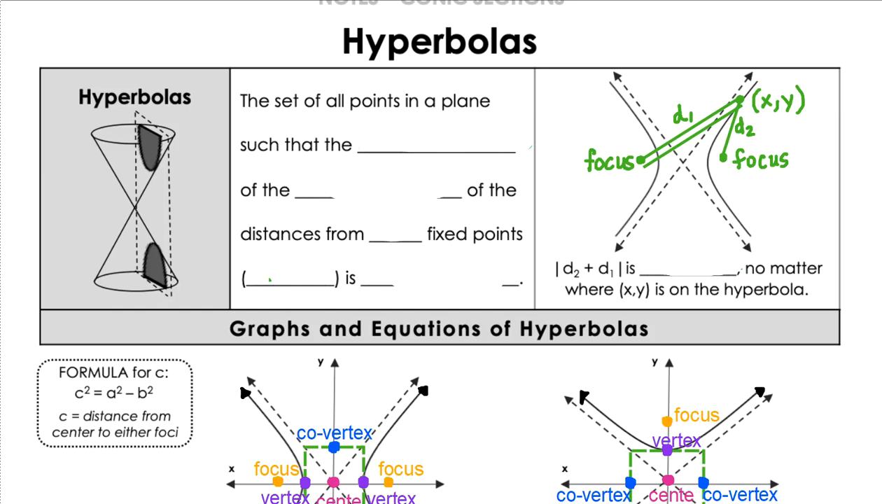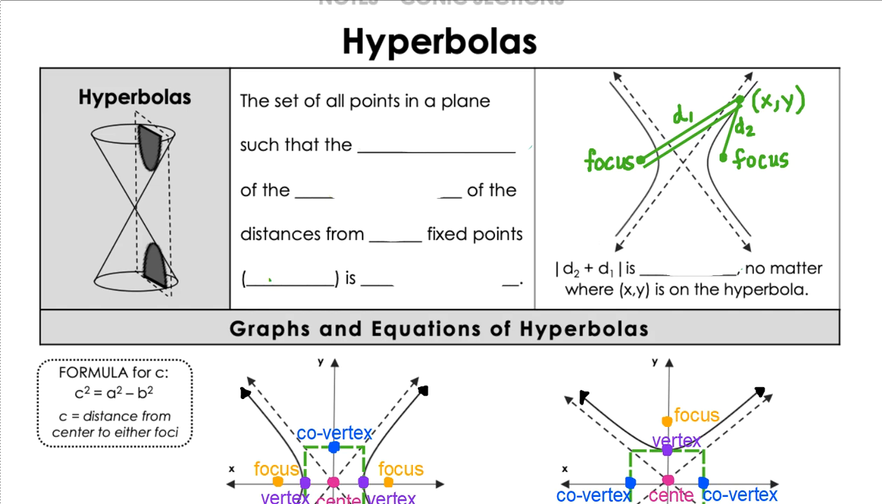Welcome back. This is section 12.4, all about the conic section hyperbolas. So we're going to start by just defining what a hyperbola is. You can see from the picture on the left the cross section of what's happening when we cut a cone in two places for a hyperbola.